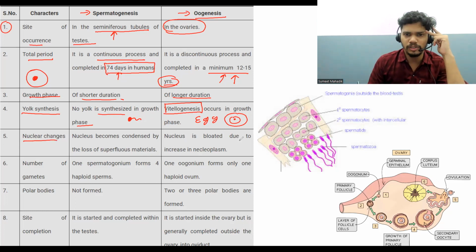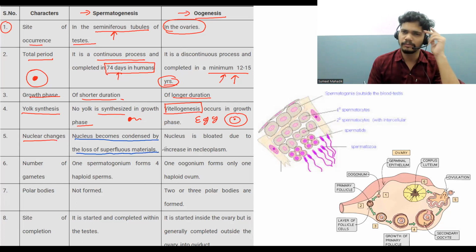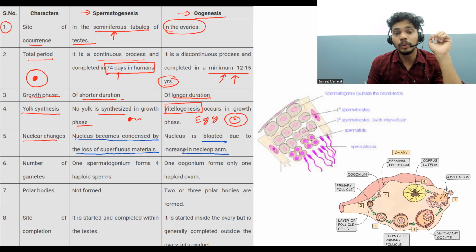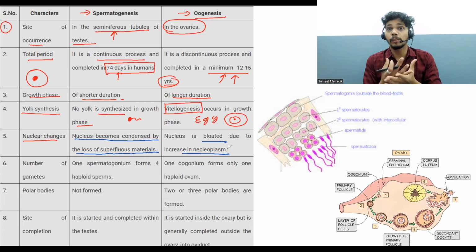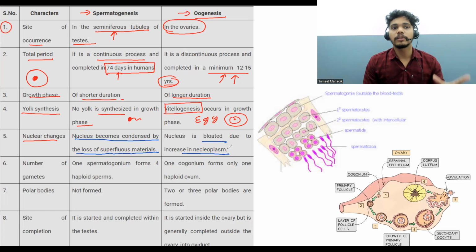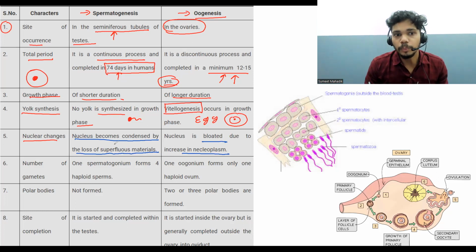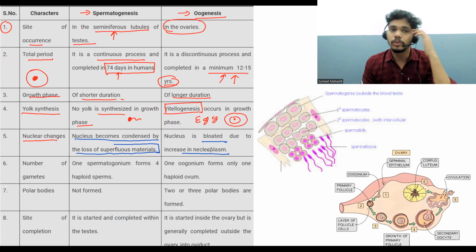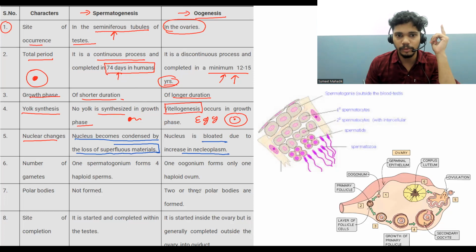Now nuclear changes. What are the nuclear changes over here? The nucleus becomes condensed by the loss of superfluous material. In oogenesis, the nucleus is bloated due to the increase in nucleoplasm, so nucleoplasm is much more as compared to spermatogenesis. So superfluous material loss is present in spermatogenesis, and the increased nucleoplasm is present in oogenesis. Is this point very clear to you? Yes, so please be aware of that.